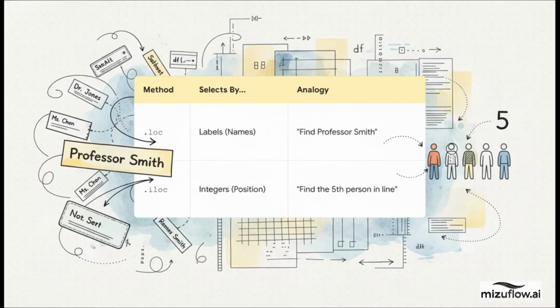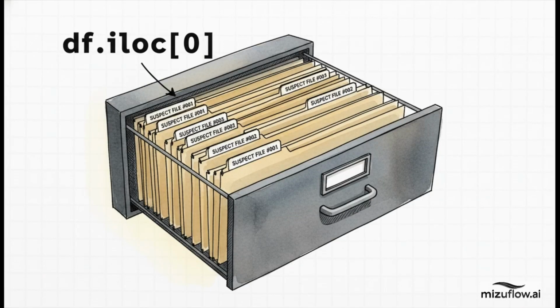And this table just makes it even clearer. If you want to find Professor Smith by his name, you use .loc. But if you just want to find the fifth person in the line and you don't care what their name is, you use .iloc. One uses names, the other uses numbers. Simple as that. So let's see it in action.